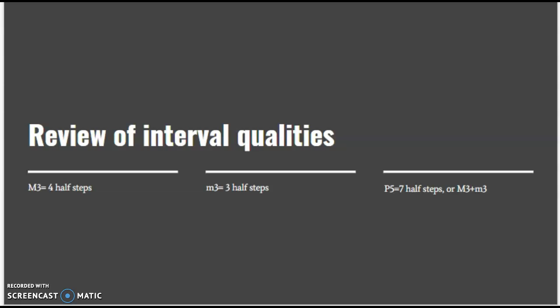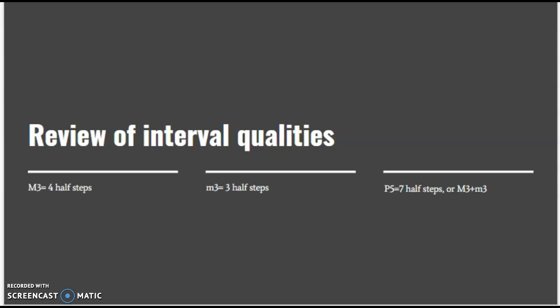review the interval qualities. So to find a major third, it will be built out of 4 half steps. A minor third is built out of 3 half steps, and a perfect fifth is built out of 7 half steps, or a major third plus a minor third on top. So there are lots of qualities of intervals. These are the ones that you need to know today for triads.